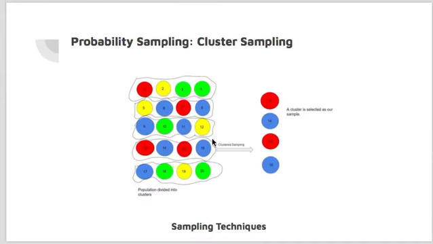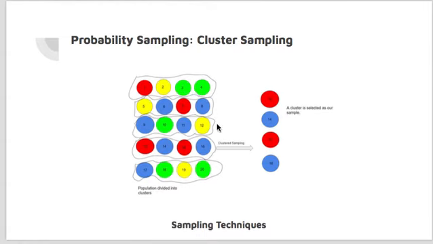And the fourth is cluster sampling. Out of the population, we divide into different clusters, and any one of the clusters will be taken for cluster sampling. For example, to study a particular area or particular region, the cluster sampling approach is advised. So that is about probability sampling.